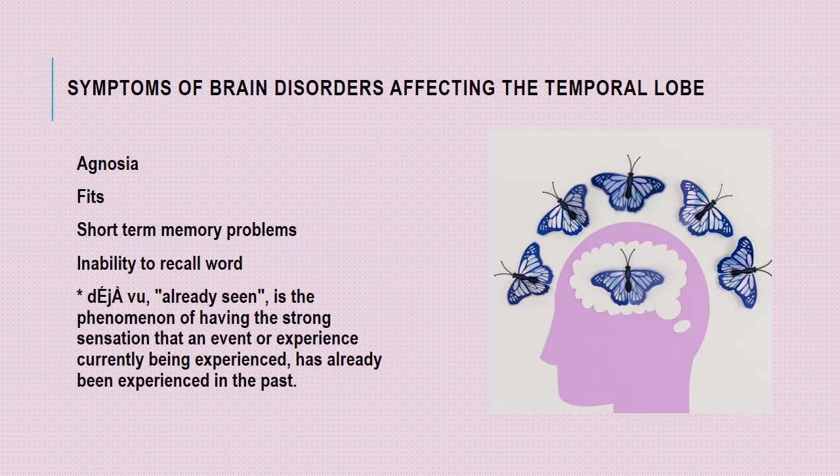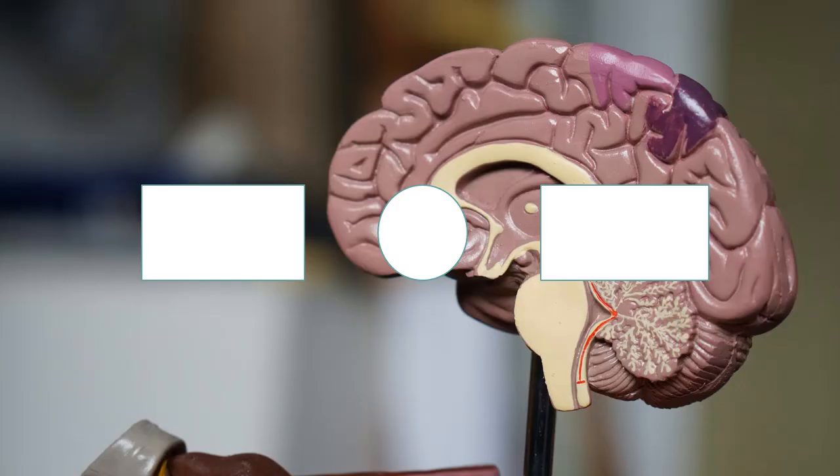Déjà vu refers to already seen. It is a phenomenon of having the strong sensation that an event or experience currently being experienced has already been experienced in the past.